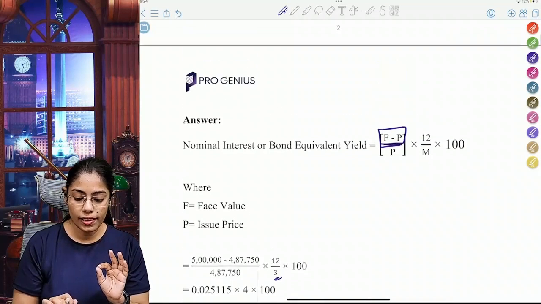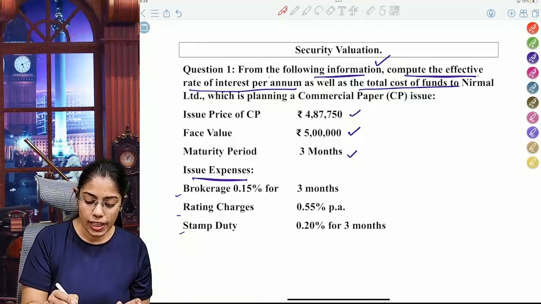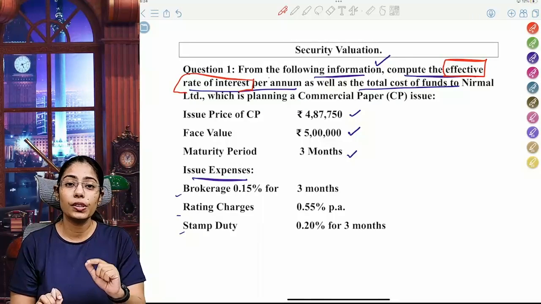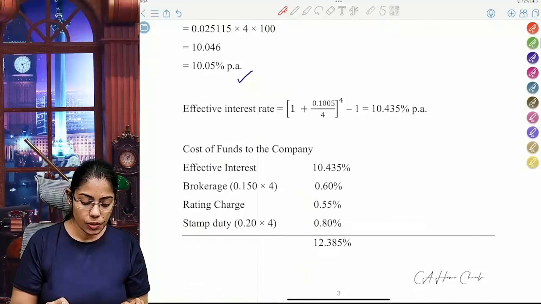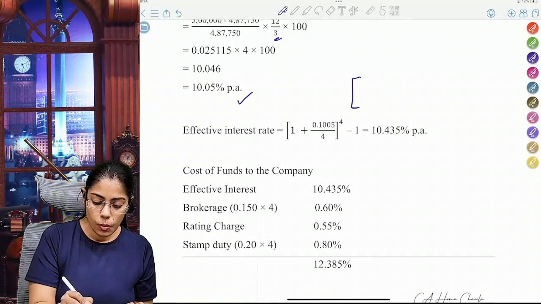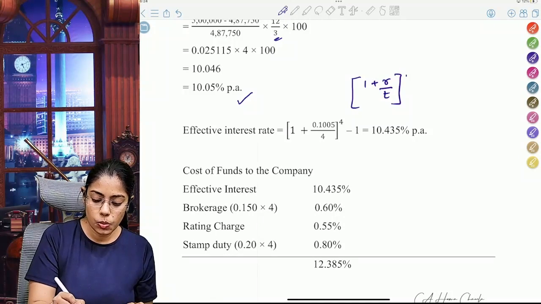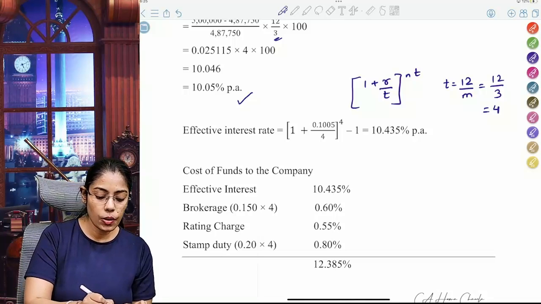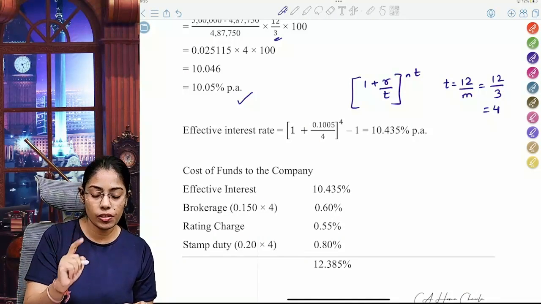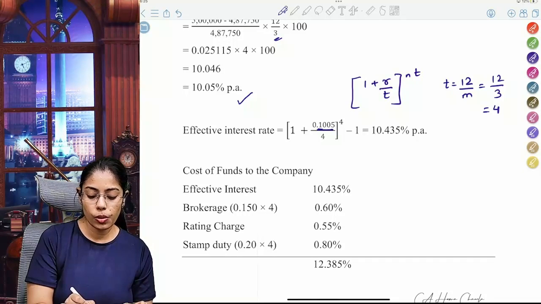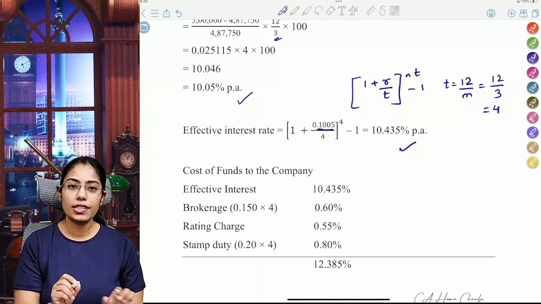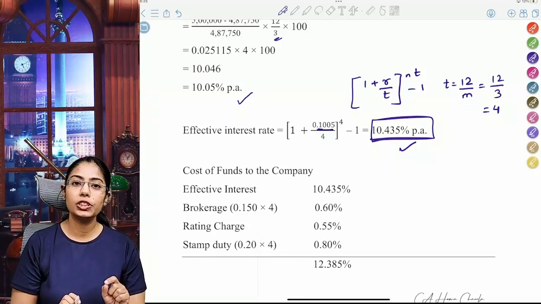But do note, in the question you are asked to calculate the effective interest rate. This is the nominal interest rate. Now you have to calculate the effective interest rate. The effective interest rate formula is (1 + r/t)^t minus 1. Here your t will be 12 by m, that is 12 by 3, that is 4. This is your rate per annum, but you have to calculate the effective rate. So this rate divided by 4, raised to 4, minus 1 will give you the effective interest rate on the commercial paper.